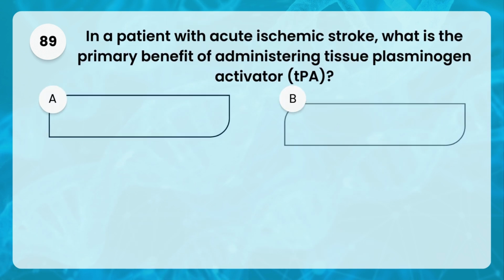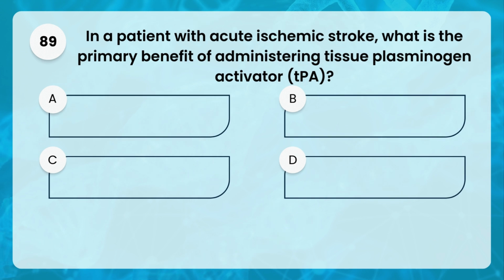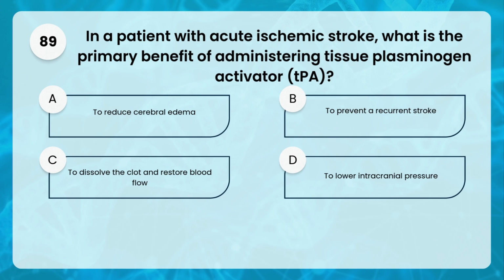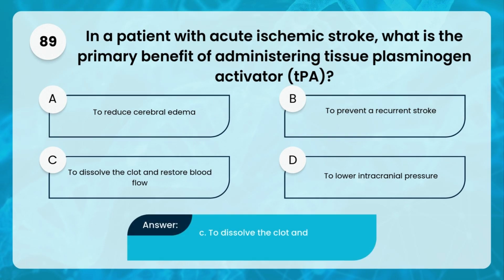Number 89. In a patient with acute ischemic stroke, what is the primary benefit of administering tissue plasminogen activator, TPA? A. To reduce cerebral edema. B. To prevent a recurrent stroke. C. To dissolve the clot and restore blood flow. Or D. To lower intracranial pressure. The answer is C. To dissolve the clot and restore blood flow.